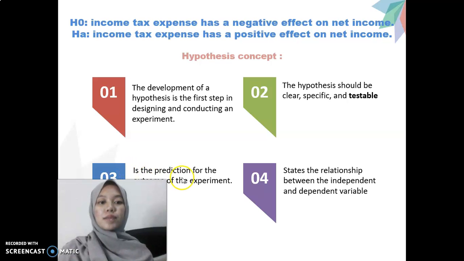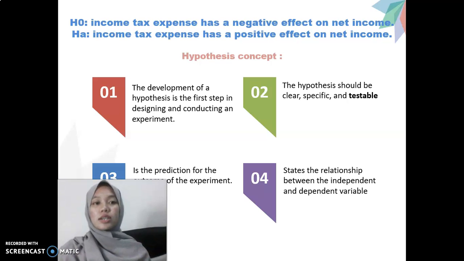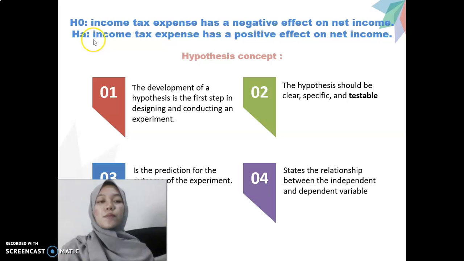And then the third is the prediction for the outcome of the experiment. So actually, before we start our experiment, we already have a prediction of our experiment result. So the result will be negative or positive. And then the fourth is to state the relationship between independent and dependent variable. So in this hypothesis, we write the independent and also dependent variable.